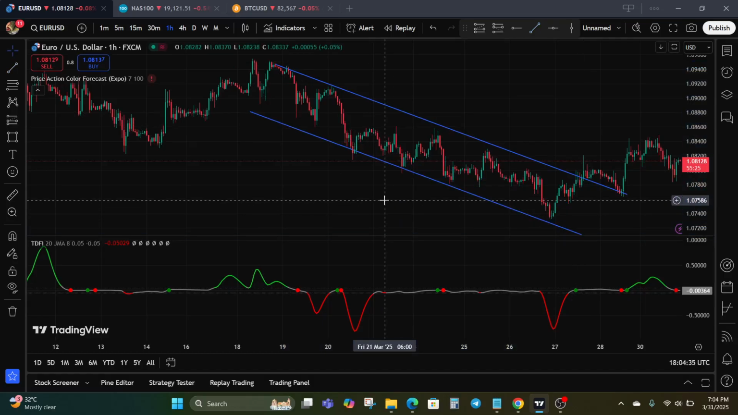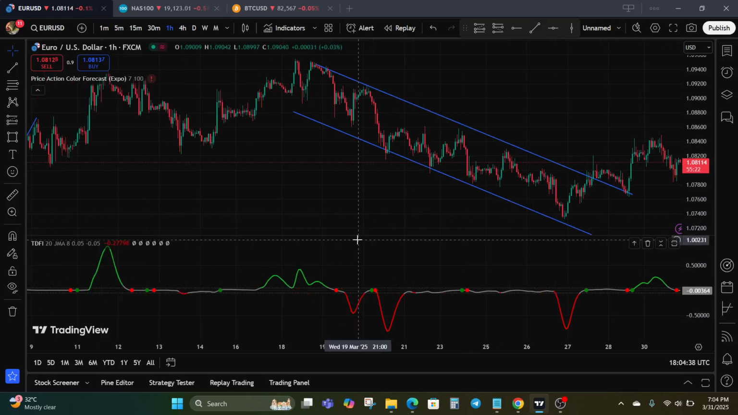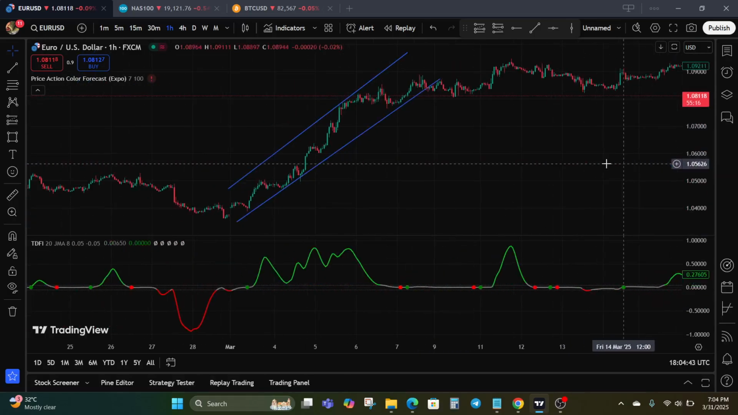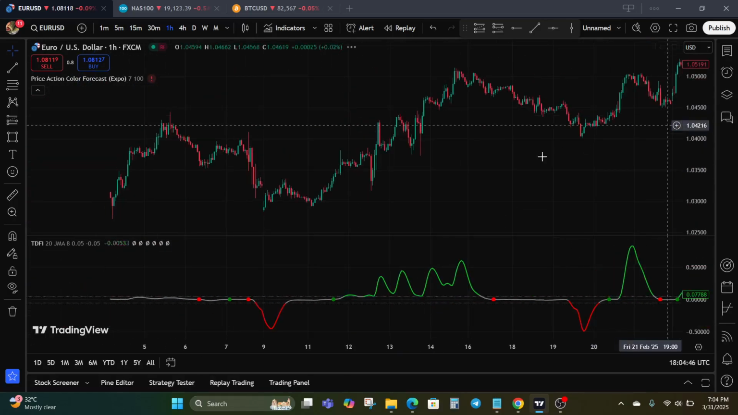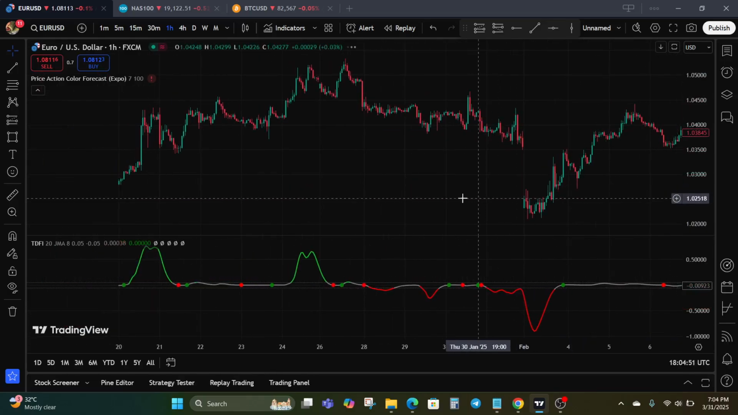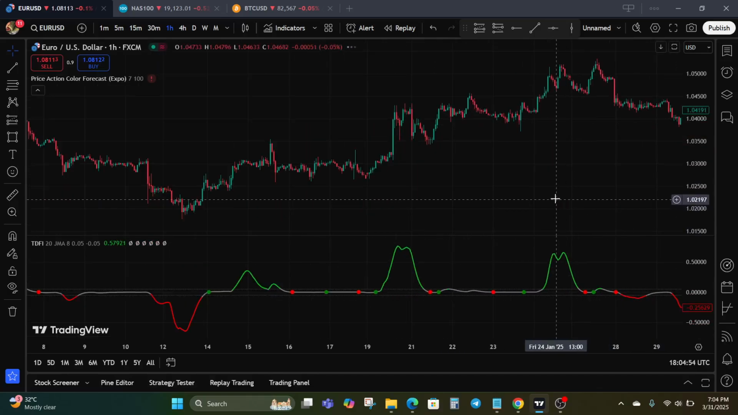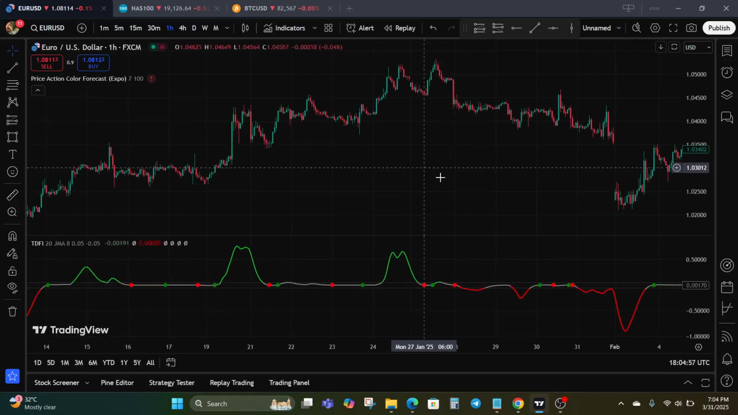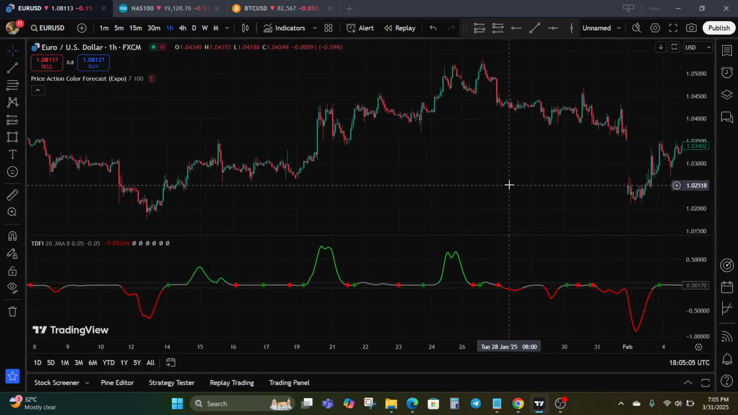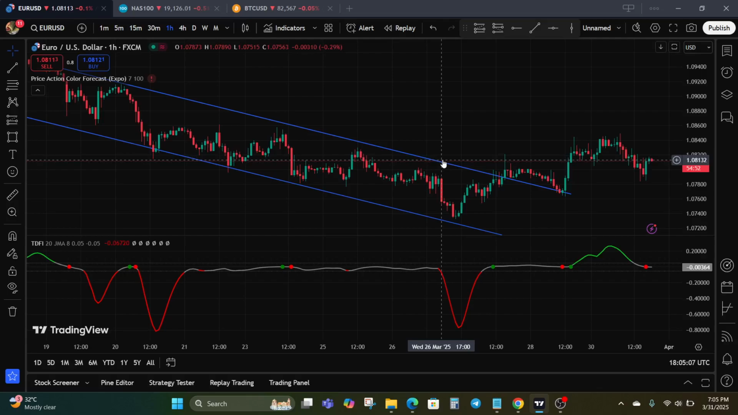Okay, and then divergences occur when price makes a higher high. For example, let's see if we can find such. Okay, when price makes a higher high and the TDFI fails to confirm. Okay, so if price makes higher high but the TDFI makes lower high, then there is a chance of a potential reversal. Okay, it could indicate a potential reversal. So by understanding these signals, traders can avoid false breakouts and enter high probability trades.